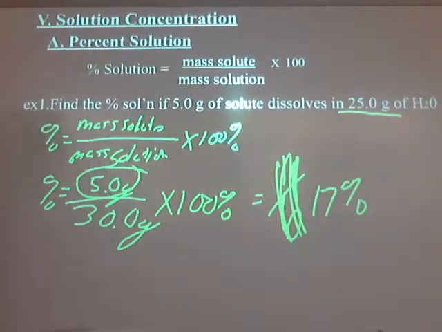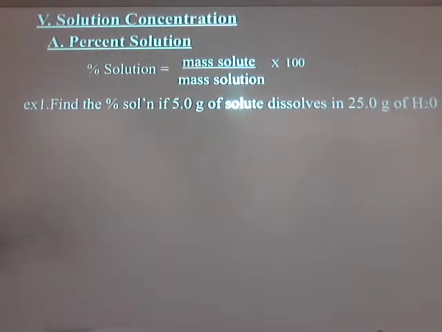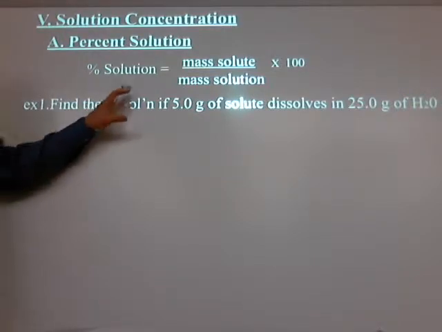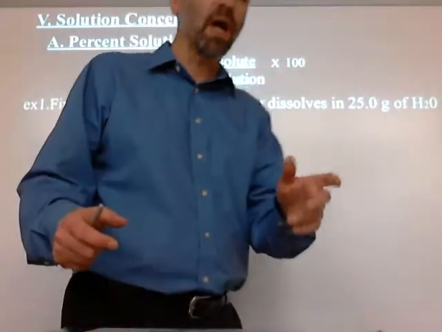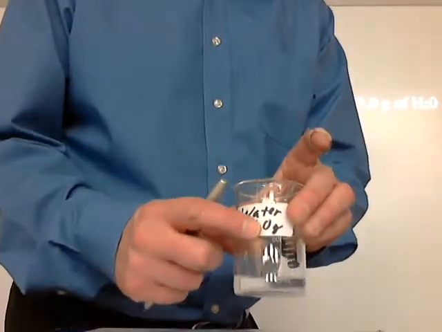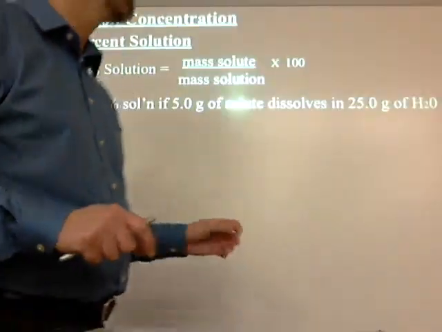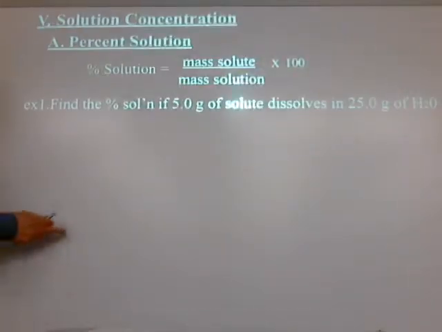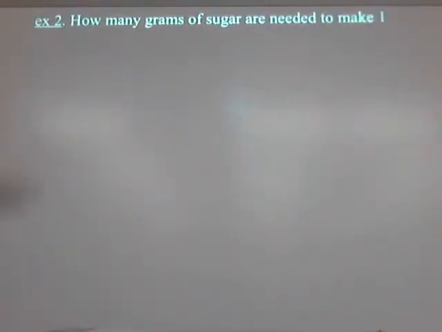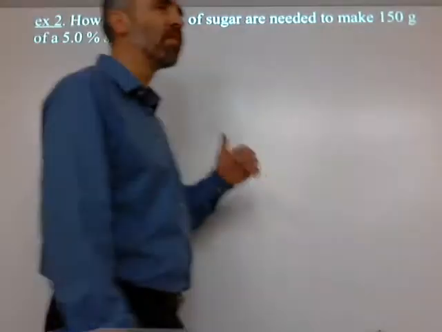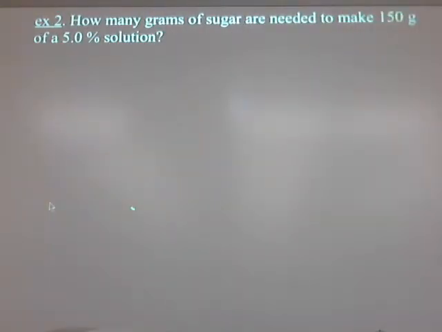All right, good enough. Let's take a look at this next example. Watch, because I obviously can ask it multiple ways. This is asking you how to prepare the solution. You just saw me prepare it. I took 25 grams of water, and I added 5 grams of salt to it. What if I gave you the percent solution and asked you how much sugar I would need to put in it? In other words, I want to make a 5% solution, and I want to know how much sugar I'm going to need to make that.